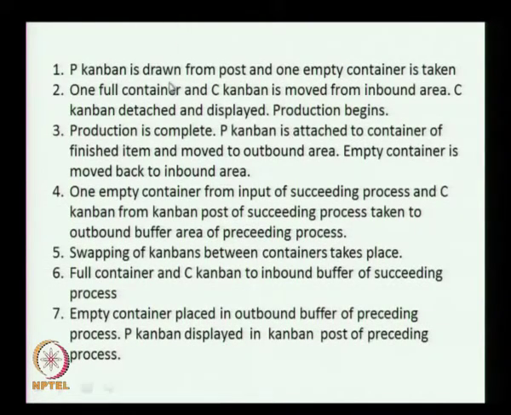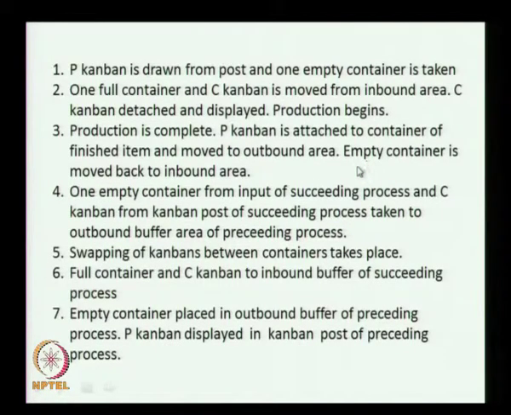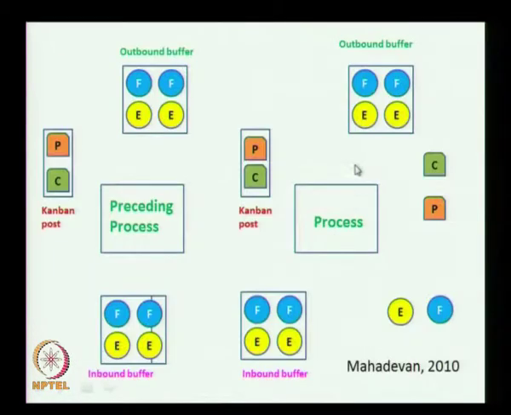So production is complete. Now the P Kanban, which was earlier taken from here, is attached to the container of the finished item. The container with the finished item is moved to the outbound area, so the finished container, the F here, goes to the outbound area. The full container that we had here has now become empty and it goes back to the inbound area.